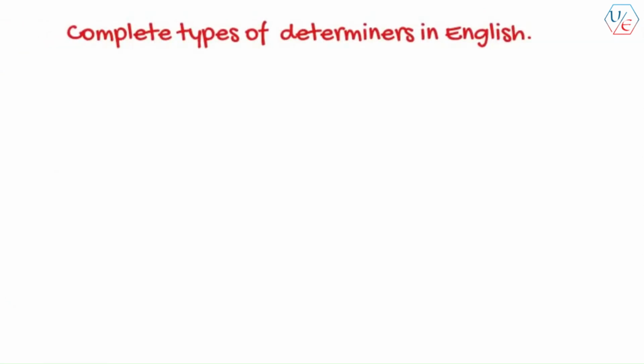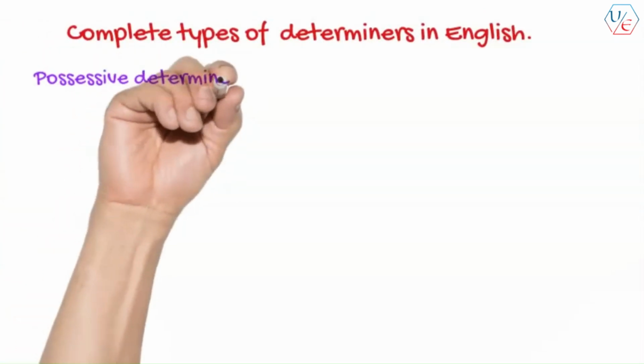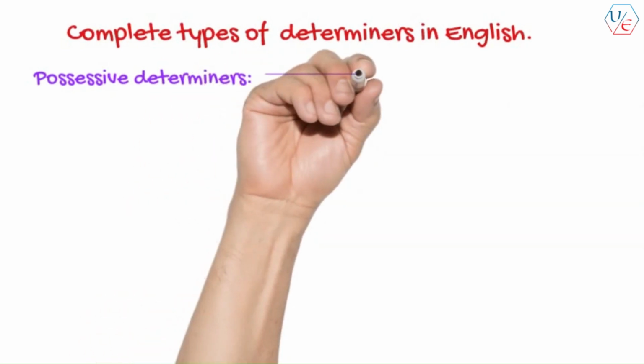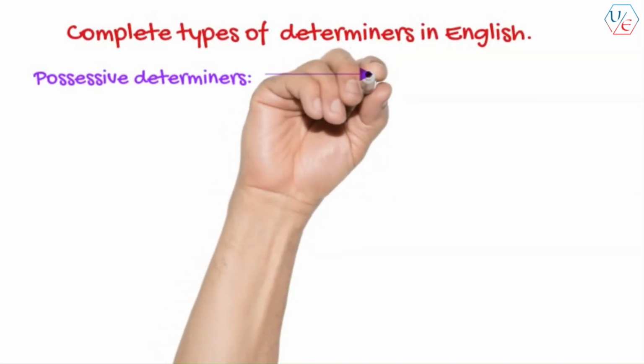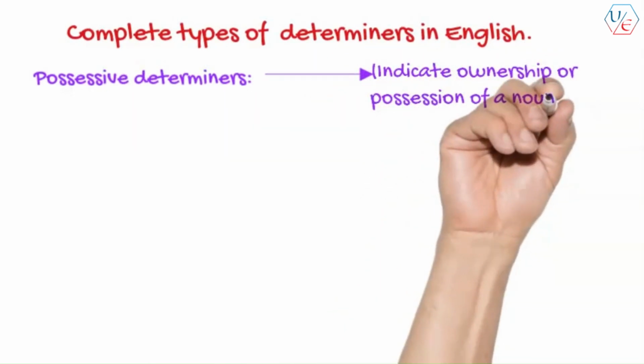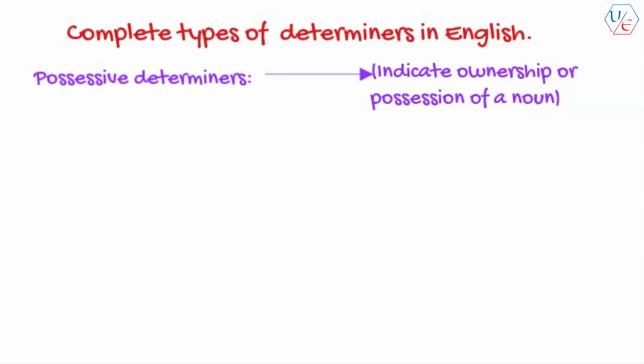Now, are you ready to dive into the world of possessive determiners? Let's get started. So, what exactly are possessive determiners? Well, they're your secret weapon for indicating ownership or possession of a noun in a sentence. Let's see some examples in action.